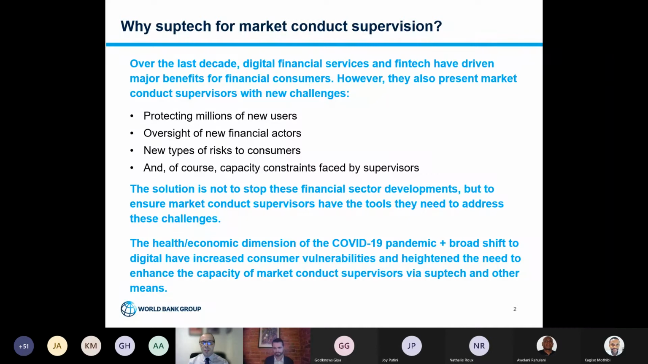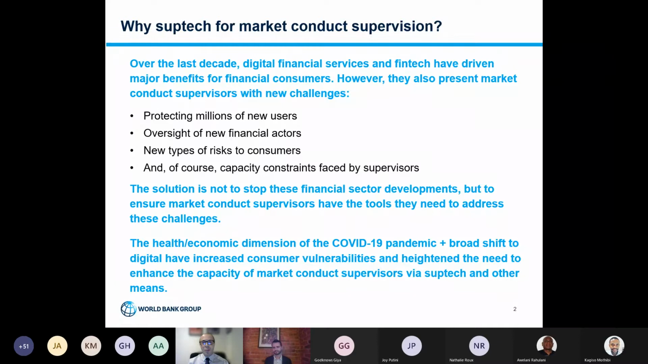So we recognize at the World Bank that fintech and digital financial services have been of great benefit in a lot of markets, and certainly it's spurring a lot of good things in international financial sectors, including South Africa. But with that, the supervisors that we work with are facing challenges such as having to protect a lot of new users. With the concept of financial inclusion, you want to bring as many people into the market as possible, but of course that means that you also need to try to protect them at the same time.